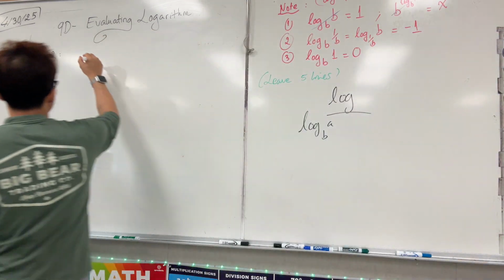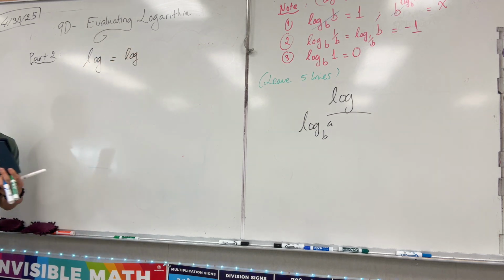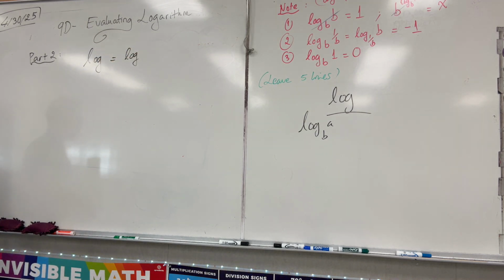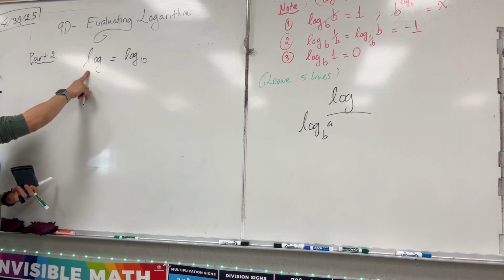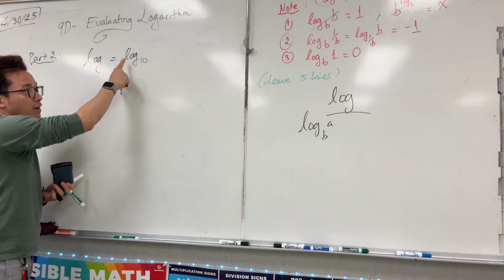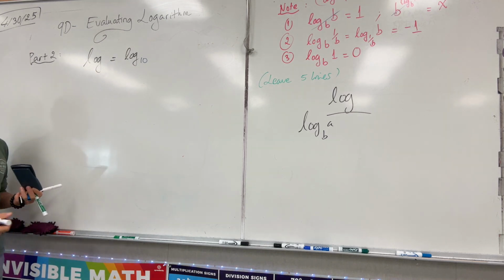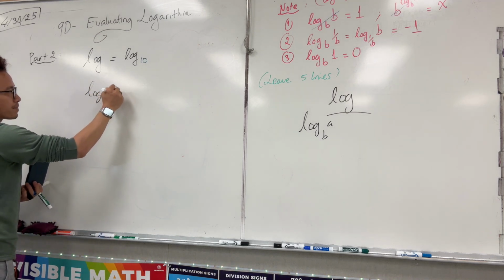So that means base. Who knows this already? Invisible 10. Okay. If you don't see the number, the log by itself is invisible 10. Log of base 10. Log base 10. So let me ask you this. What is log 100?